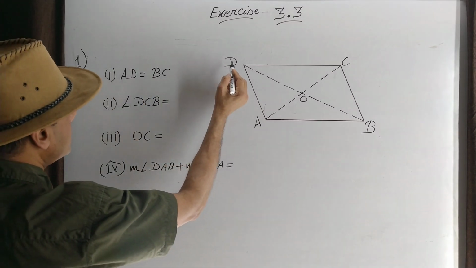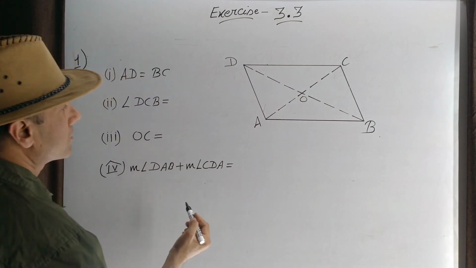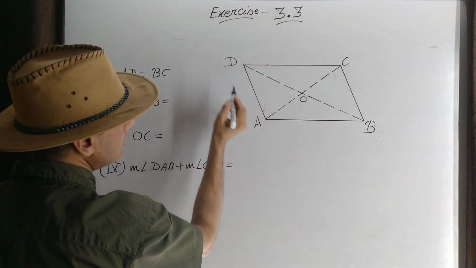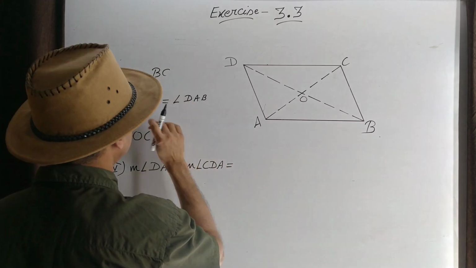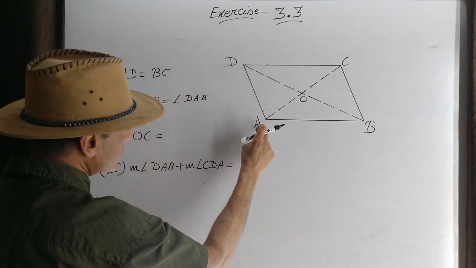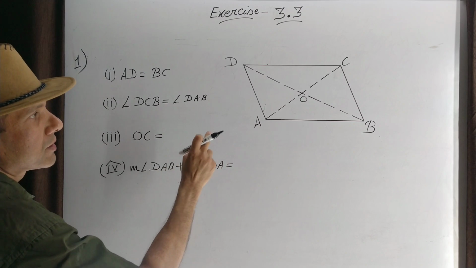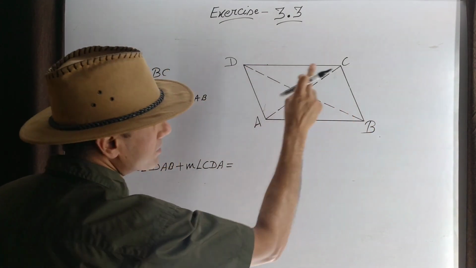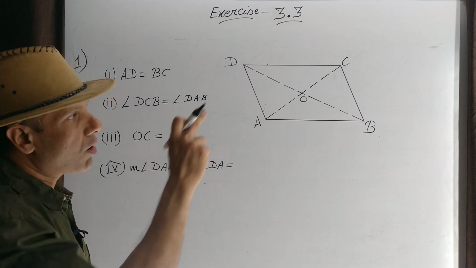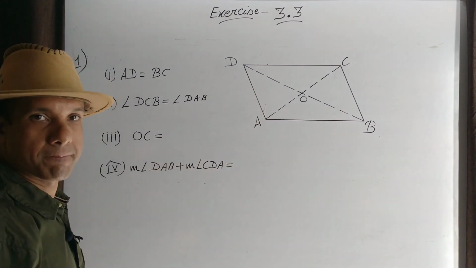Angle DCB will be equal to angle DAB because angle C is opposite to angle A and angle D will be equal to angle B because in a parallelogram opposite angles are equal.